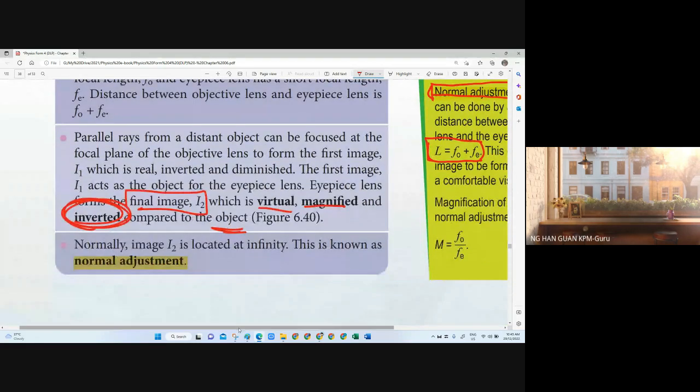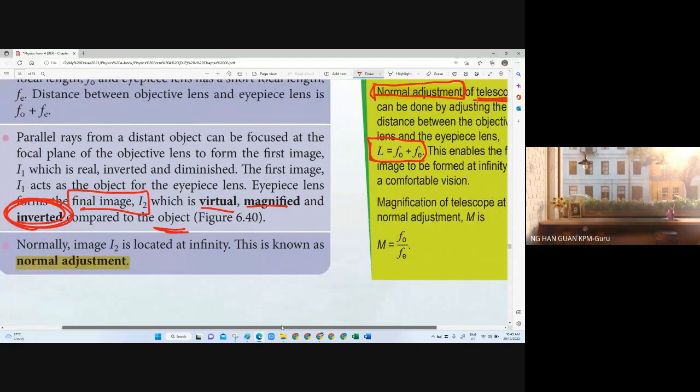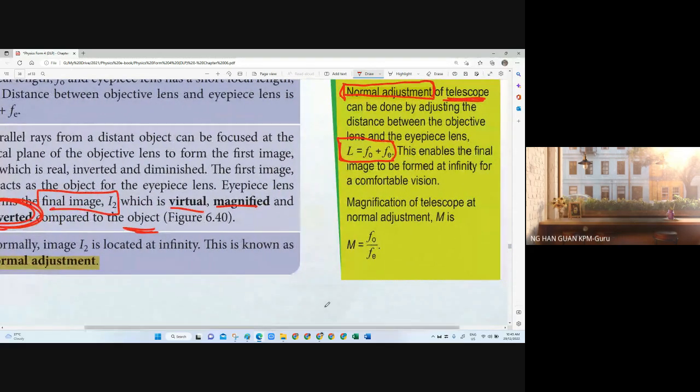But why, when we do the adjustment, do we always go to normal adjustment? We use normal adjustment because, even in normal adjustment, our image forms at infinity. This infinity actually makes our eyes comfortable in our vision, because we don't need to focus specifically on the final image formed. Because the final image is parallel, we let the light enter our eyes in parallel, so it will form a sharp image on the retina. So it will make us comfortable to see the final image.